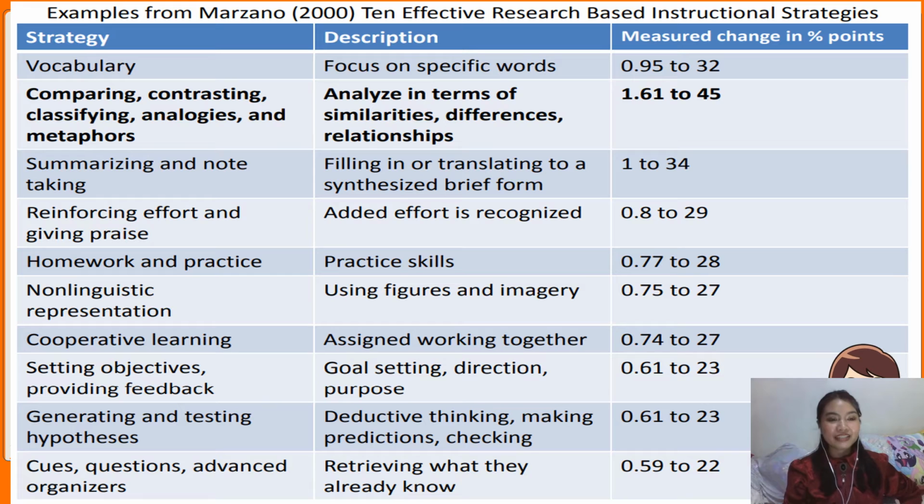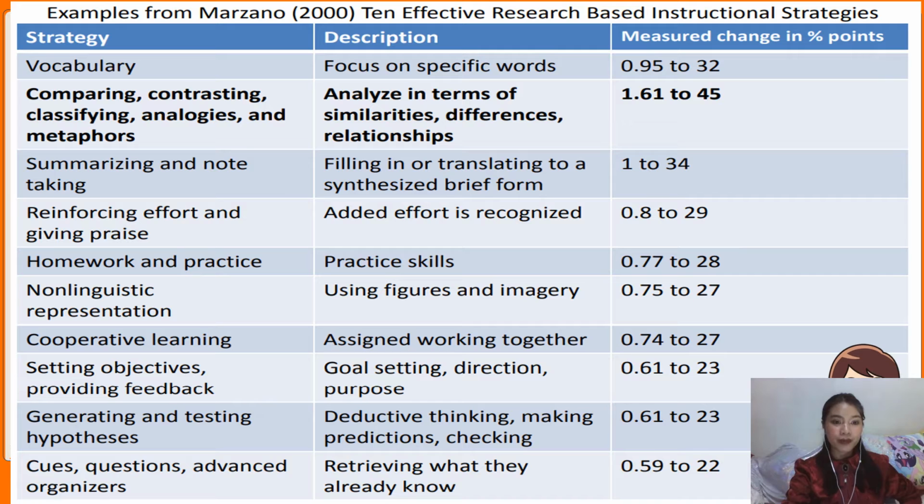Aside from the 9 teaching strategies mentioned from the book of Marzano, here are the other examples also from Marzano. These are the 10 effective research-based instructional strategies. The first strategy is vocabulary. It is when you focus on specific words. According to Marzano, the measured change in percent is 0.95 to 32.